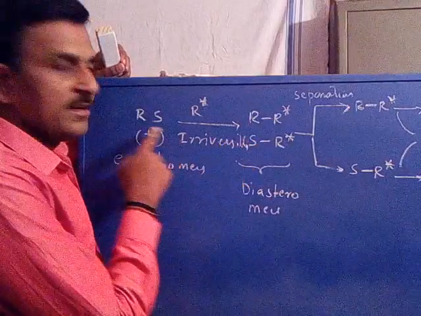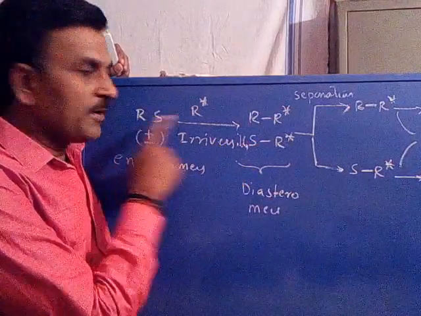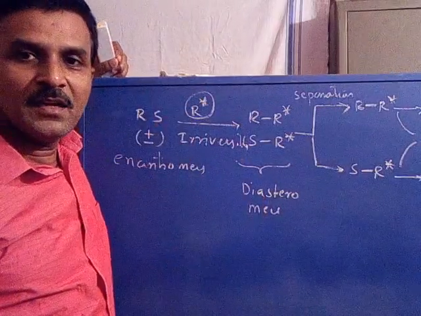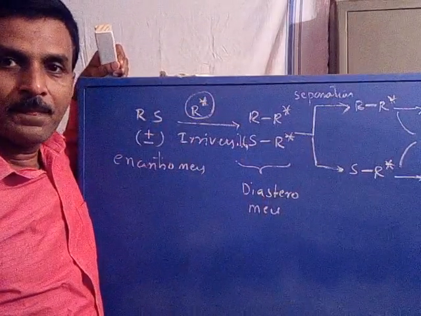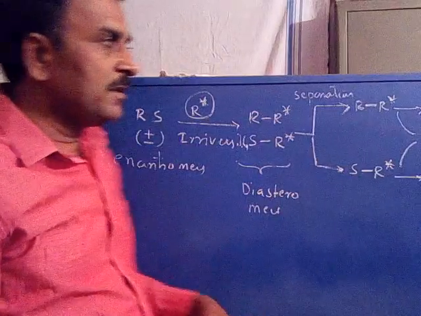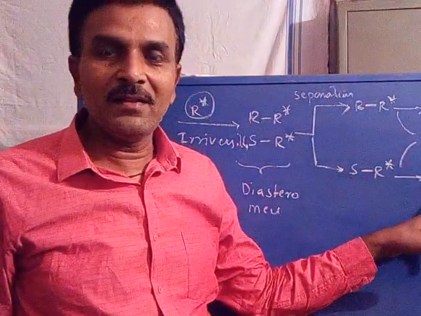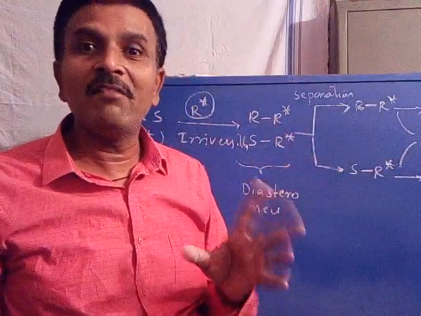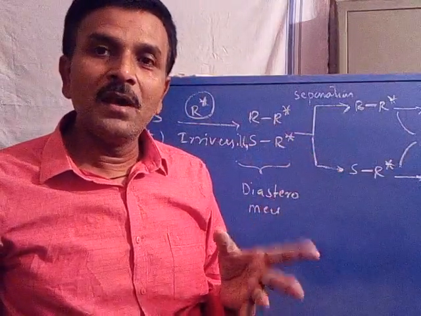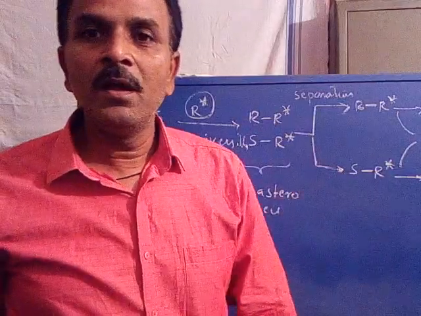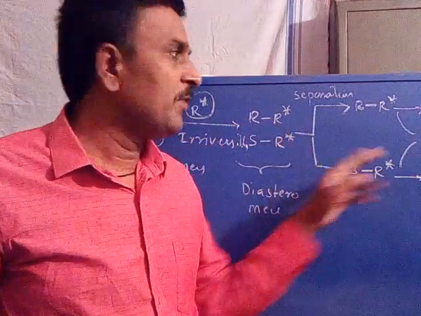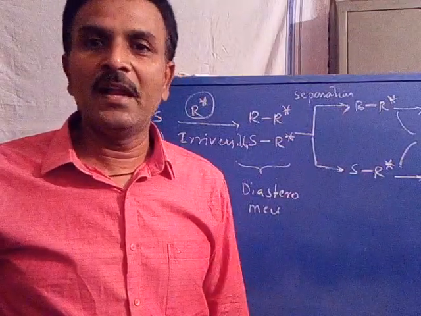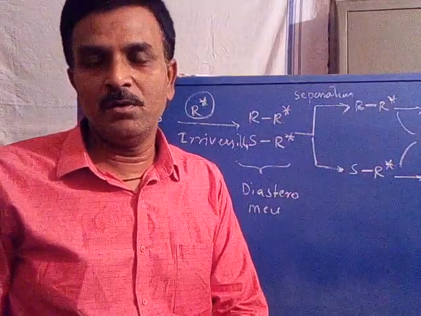If the reaction, the transformation of enantiomer into diastereomer by reacting with R star, is irreversible, then it is not possible to regenerate R and S isomer by detaching R star. When the reaction is irreversible, what happens? R star may not be detached from the diastereomer. Therefore, we may not get R and S isomer separately. So some difficulty arises if the reaction is irreversible.